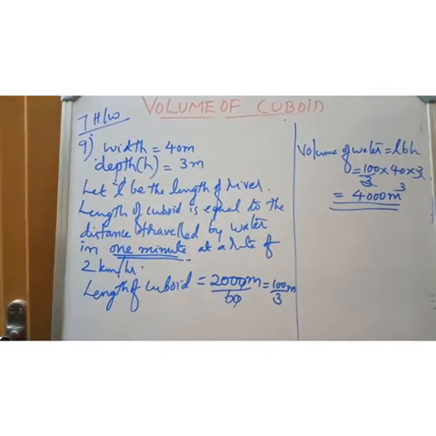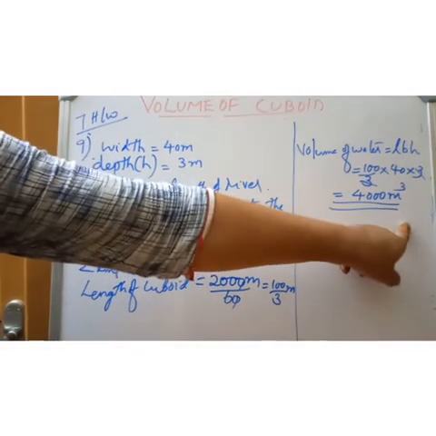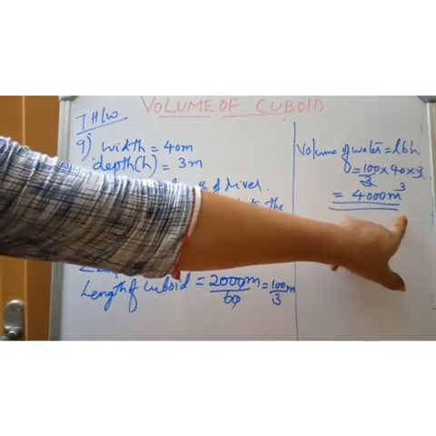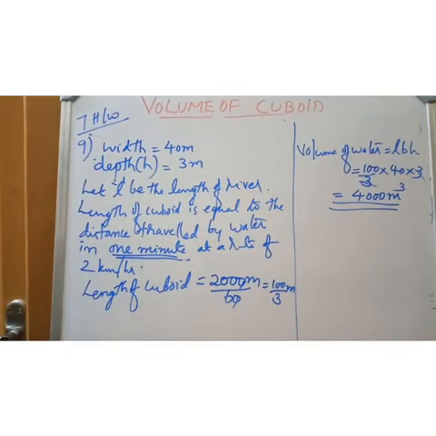If they ask you to find out in terms of liter, what you have to do? Meter cube convert into liter, multiply by 1000. They didn't ask to find out in liter, so I am stopping here. Okay. Understood clearly, children?